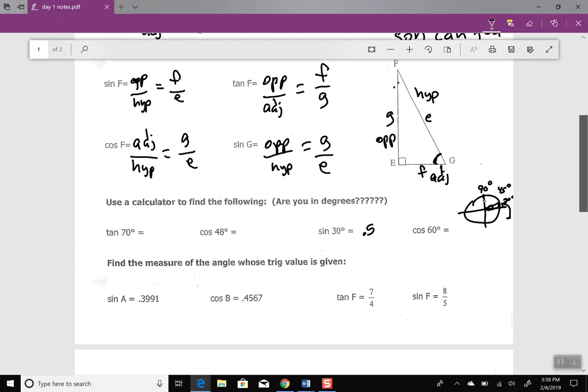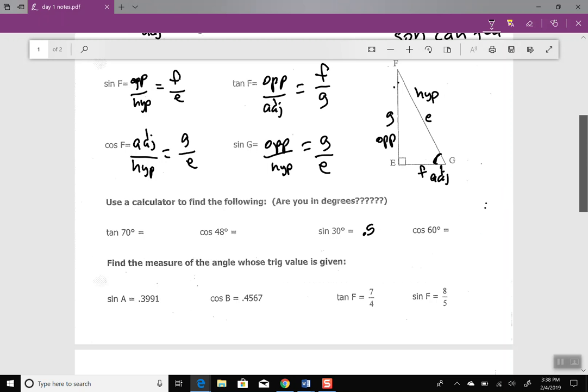So if the highest value is 1, here's -1 and 1 for the unit circle. That means the 30 degrees is going right about there. It's about halfway. It is halfway. It's 0.5. Okay. And then we're just going to use the calculator to do these other values.